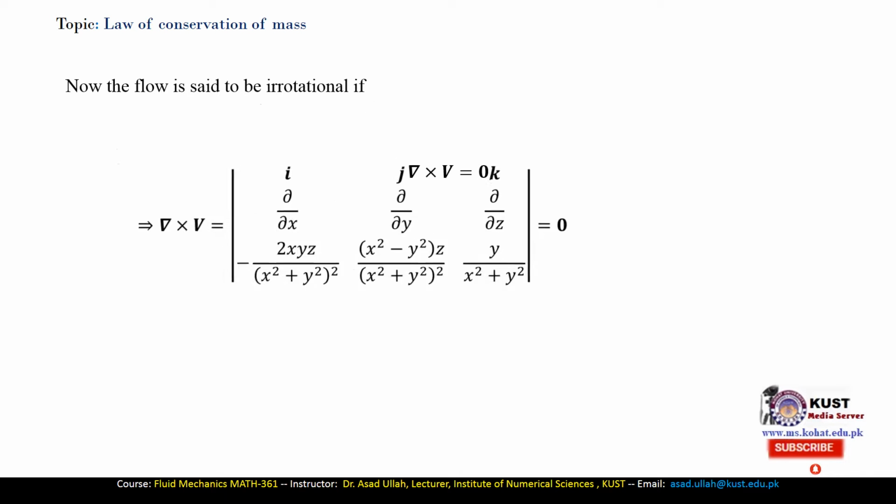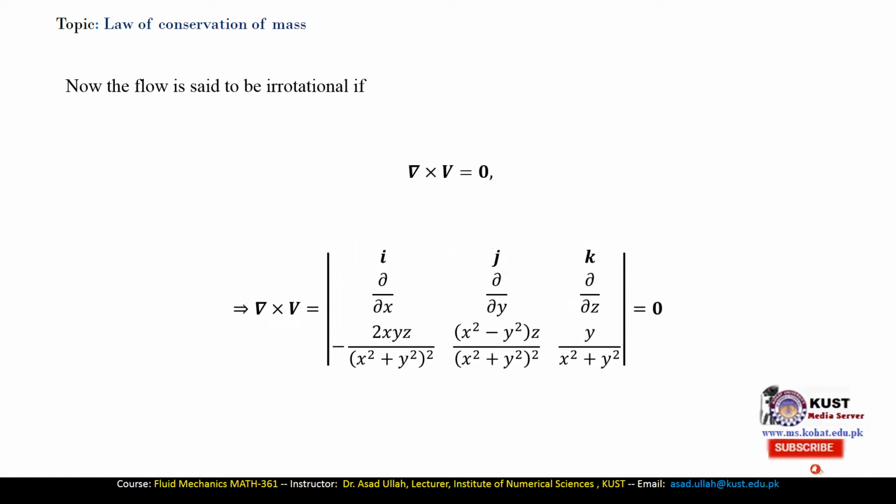Now the flow is said to be irrotational if curl of a vector v is equal to the 0 vector. Now using the definition of the curl, we get the following determinant, that is the result in the form of a 3 cross 3 determinant. This determinant is equal to 0 by expanding any column or any row. So we get curl v is equal to 0. So the flow is irrotational.